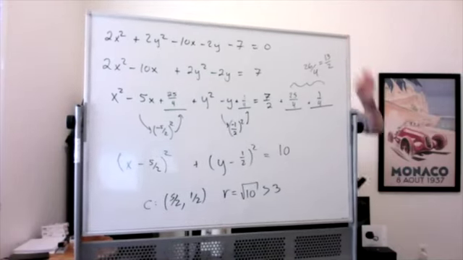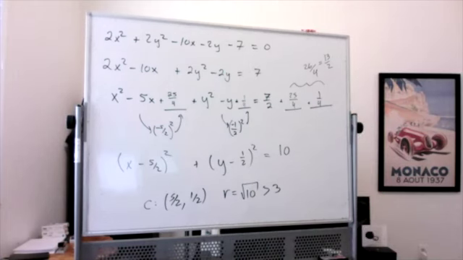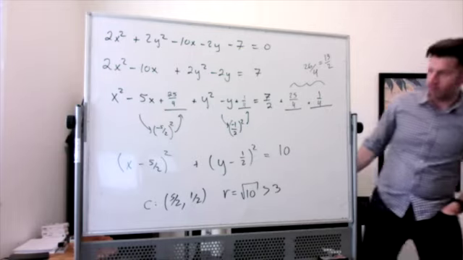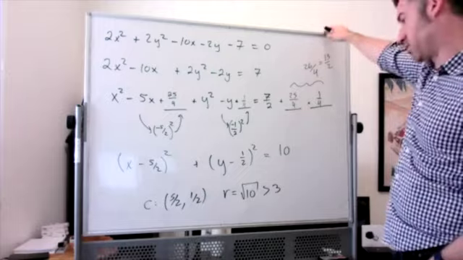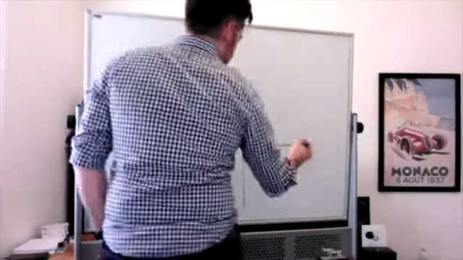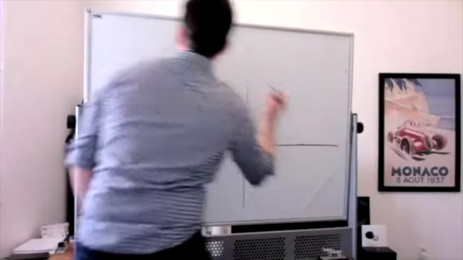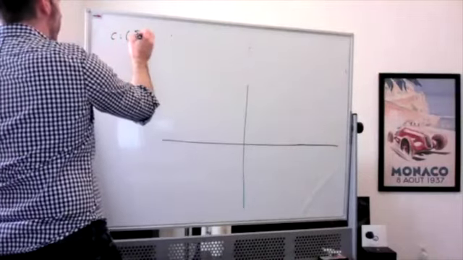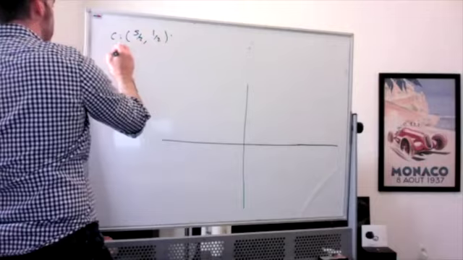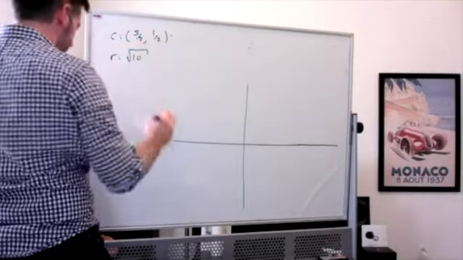If I'm smart, I can do things ahead of time on this side of the board. What's my center? That's fine. So let's go ahead and go to the other side. My center is 5 halves, 1 half. Didn't give myself enough room. So the center, 5 halves, comma 1 half. The radius, square root of 10.